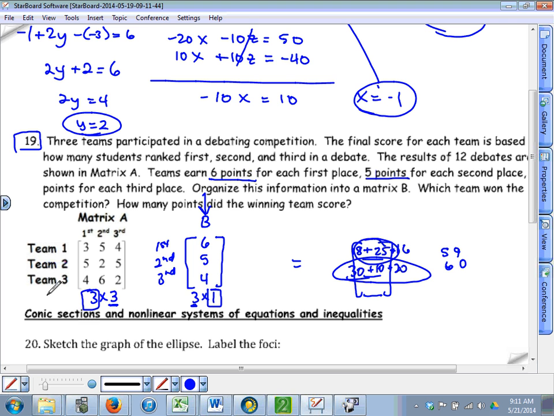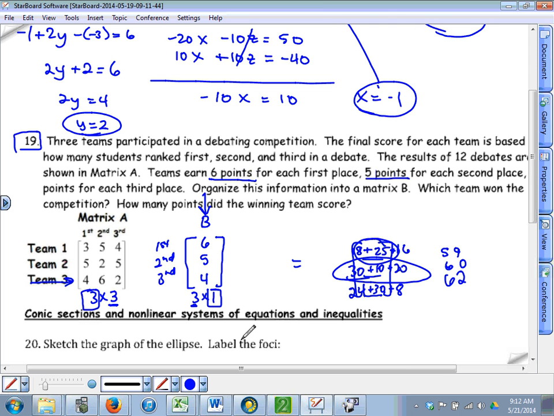And then finally, Team 3, you have to go across this row and down the column. 6 times 4 is 24. 5 times 6 is 30. I think this team might have won. 4 times 2 is 8. Did they? Team 3 got 62 points.